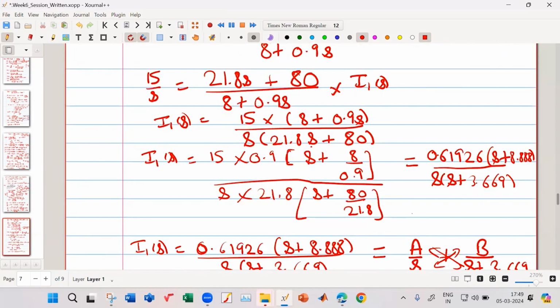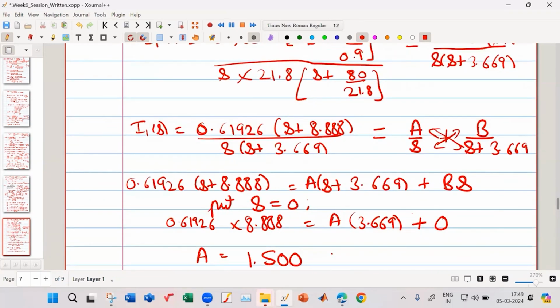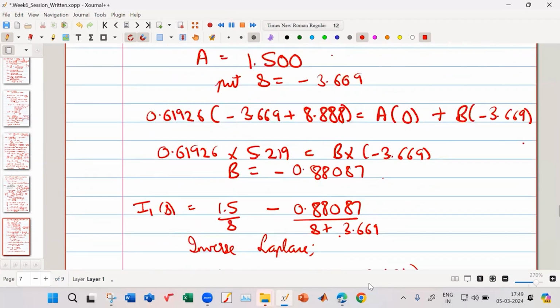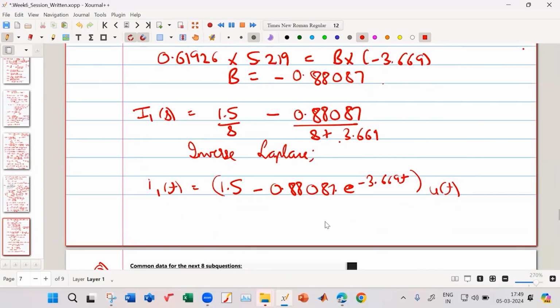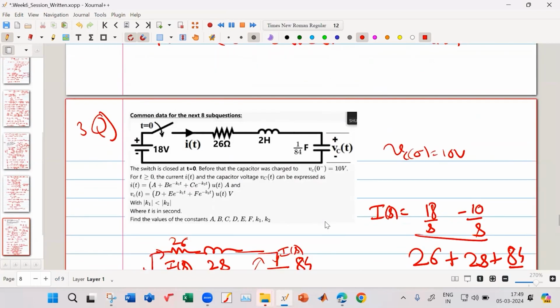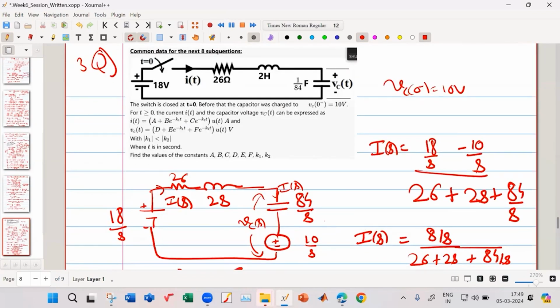Then I prefer this coefficient of S to be unity. So I take it out. Okay. And then I solve I1 of S. After solving I1 of S, I get it of this form. I find the inverse Laplace transform. Similarly, you can do for I2 of S. Then in the last question, this is the RLC. The capacitor had some initial voltage, so that I had to consider over here.